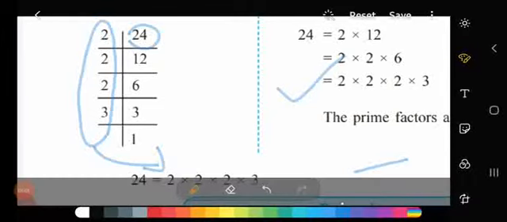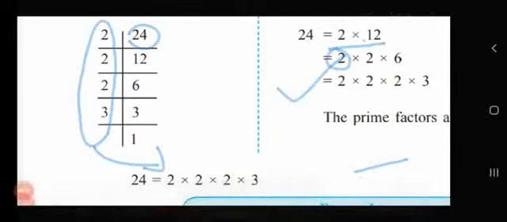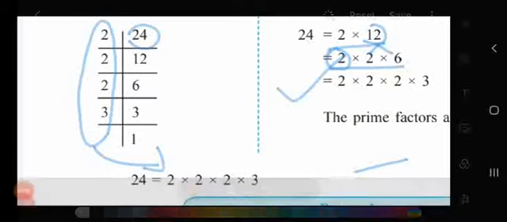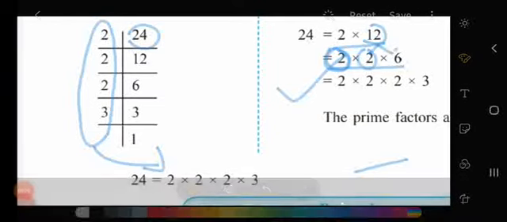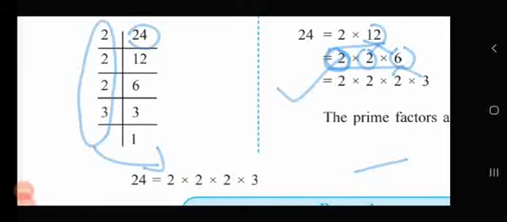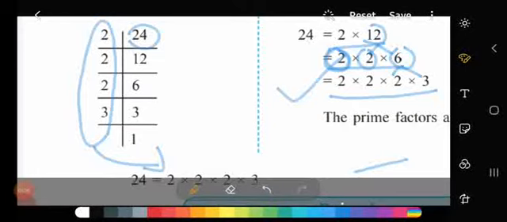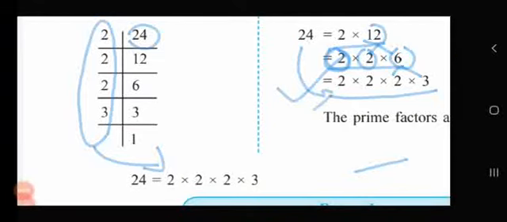Here 24 is written in the form of 2 into 12. Now 2 is a prime number, write it as it is. Now factors of 12 we will find as 2 into 6. Now out of this, 2 and this 2 are prime numbers, keep them as they are. Now factors of 6 we will find as 2 into 3. Lastly, in this step we will get all the prime numbers. So ultimately 24 can be written as 2 into 2 into 2 into 3. This is called the horizontal method.